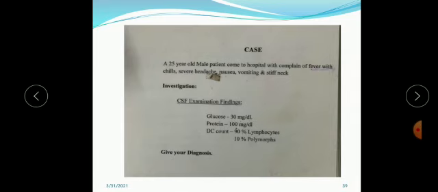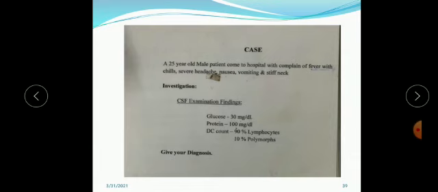So here are two cases for revision. A 25-year-old male patient came to hospital with complaint of fever with chills, severe headache, nausea, vomiting and neck stiffness. An investigation carried out was CSF examination. In that case, the glucose was 30 milligram per deciliter, protein is 100 milligram per deciliter, and differential count is 90% lymphocyte and 10% polymorph.